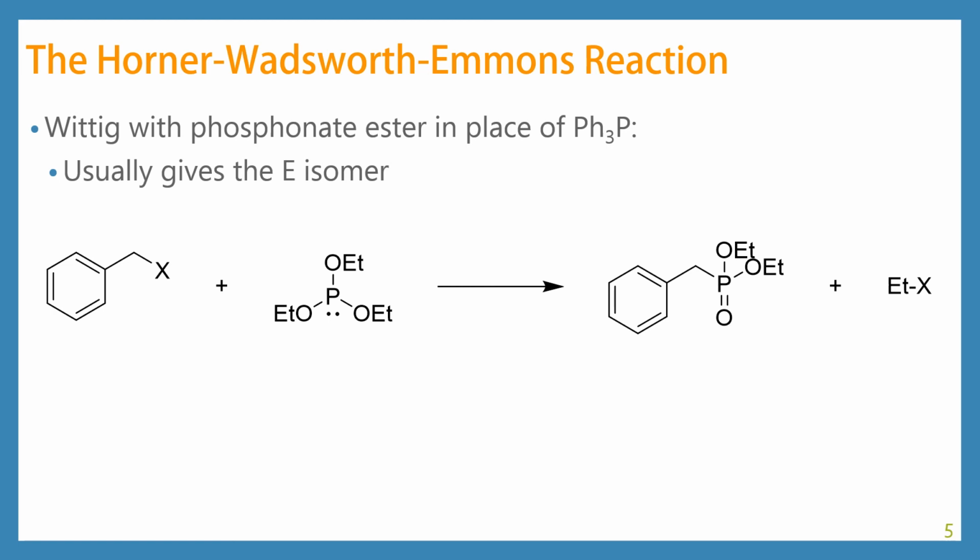So the formation of our reactive species is a little different here. We react an alkyl halide with triethyl phosphite, which is this compound here, to create a phosphonate ester. And our byproduct is actually an alkyl halide, because notice that we got rid of one of the ethyl groups.